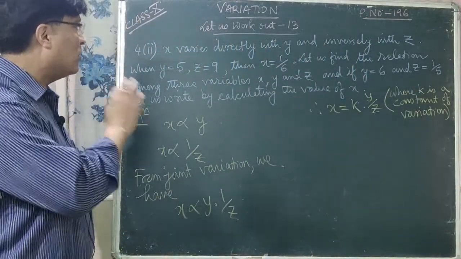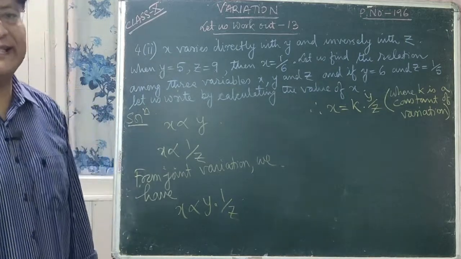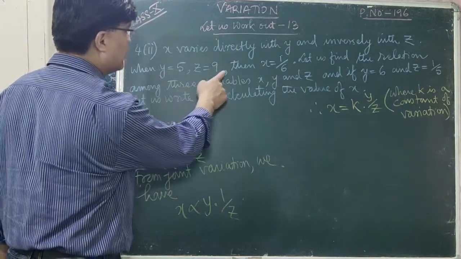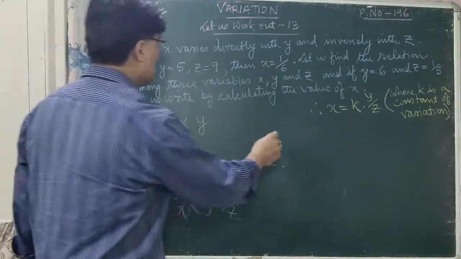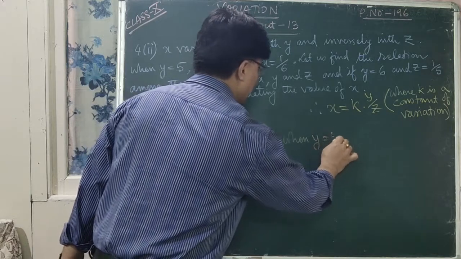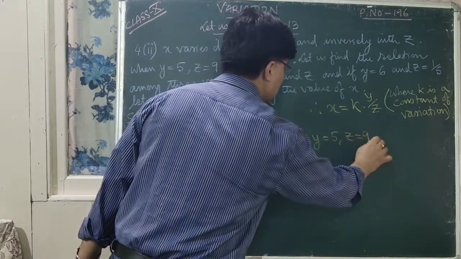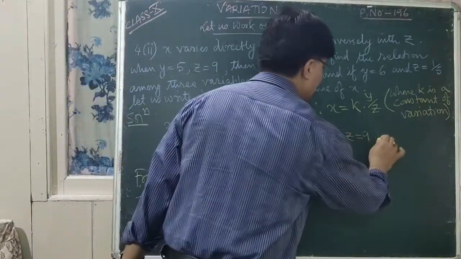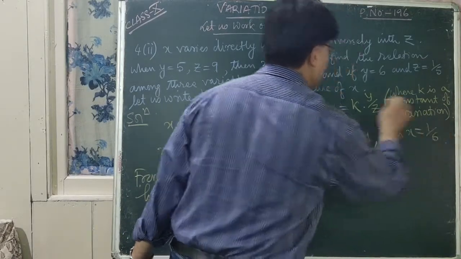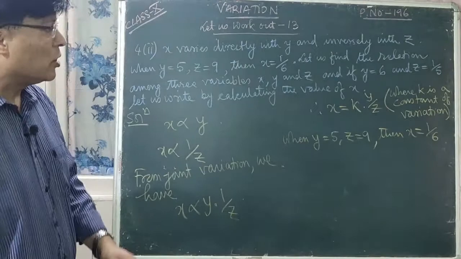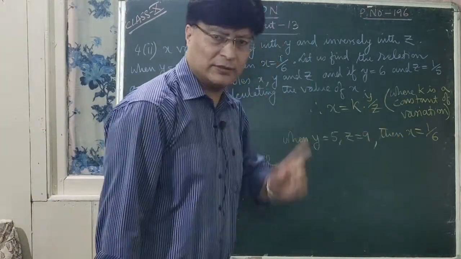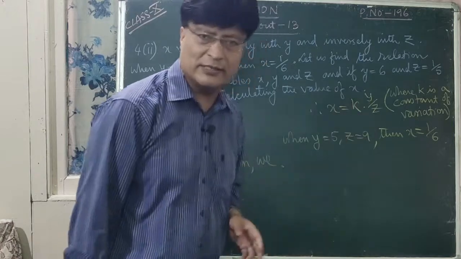Okay. Now the values of y, z and x are given. That is, when y is equal to 5, z is equal to 9, then x is equal to 1 by 6. So we can put the values of y, z and x in this relation. Just now we got this relation, isn't it?